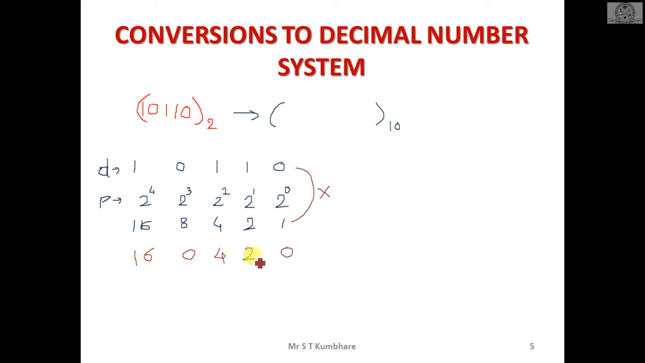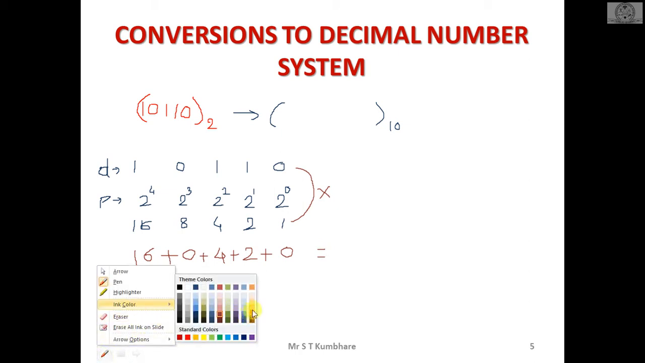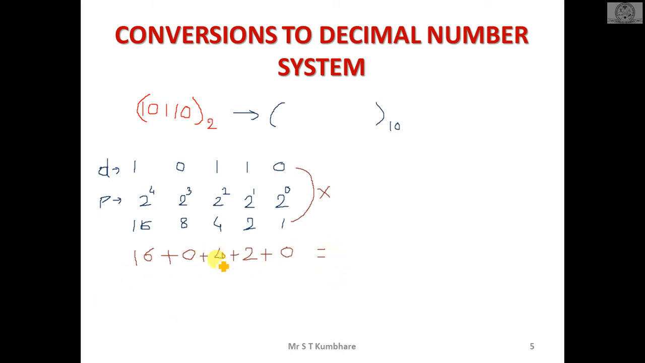Now we have to add the results. So add it, like this we can add. And after addition, what you will find? You will get the result 16 plus 0 plus 4 plus 0 plus 2 plus 0, which is 22. It means the decimal equivalent of this given binary number 10110 is 22.